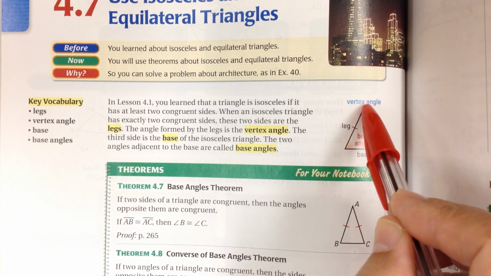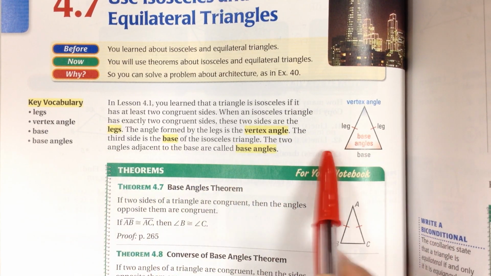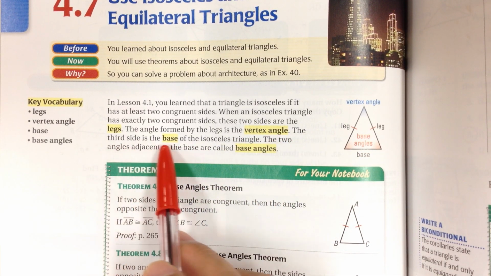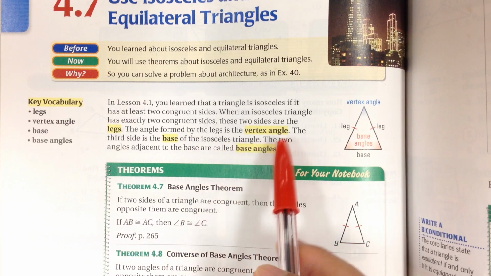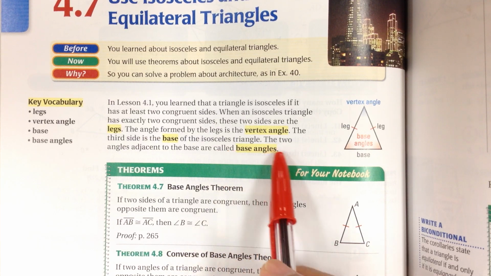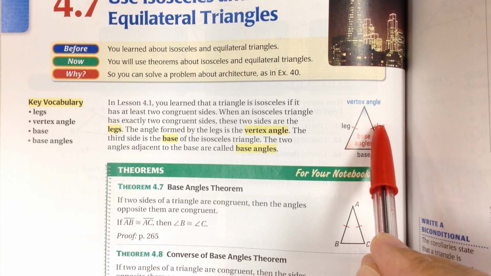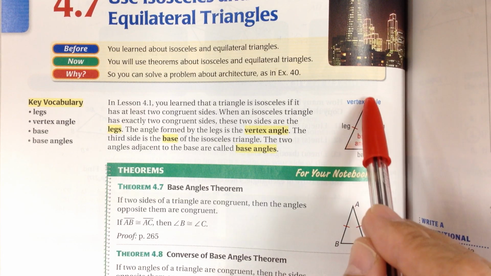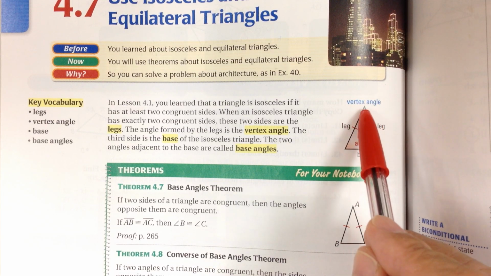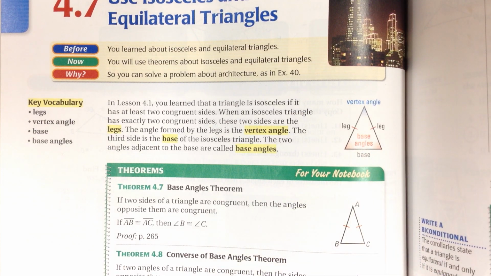So on the top, this is the vertex angle, and the third side is the base, and these are the base angles. Okay, so again, the third side is the base of the isosceles triangle. The two angles adjacent to the base are called base angles. So when you have a triangle that has two congruent sides, this would be an isosceles triangle. And the angle on the top is called the vertex angle. And this would be the base, and these would be base angles.